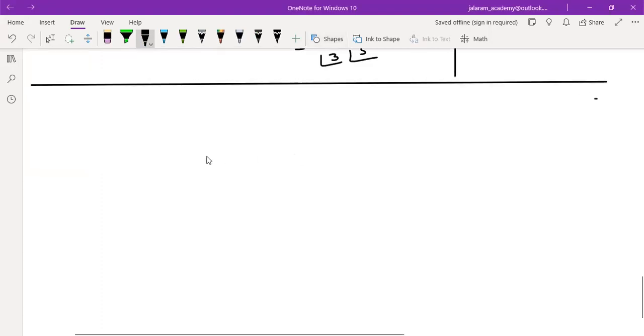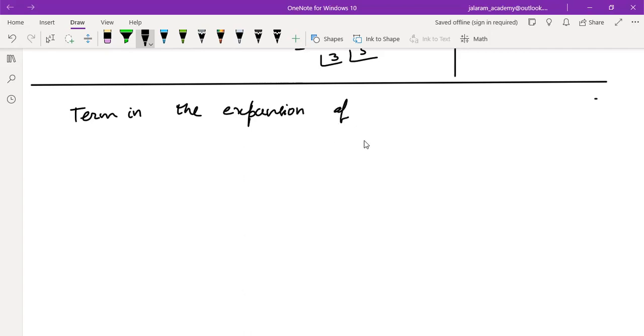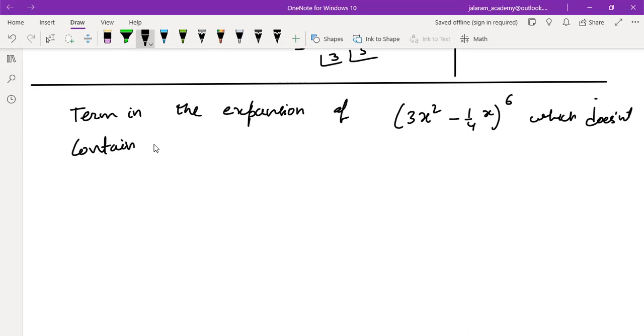Now using the same method, find the term in the expansion of (3x square minus 1 by 4x) whole to the power 6, which doesn't contain x. Can you find it?